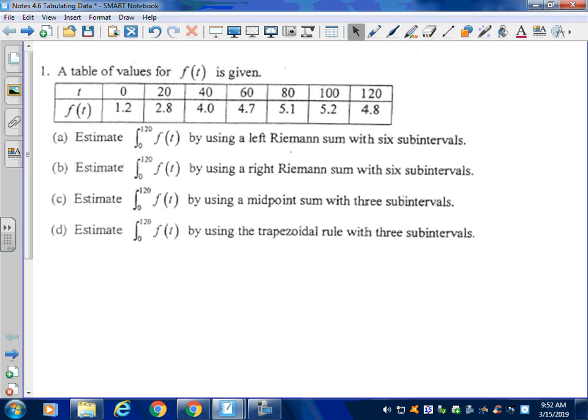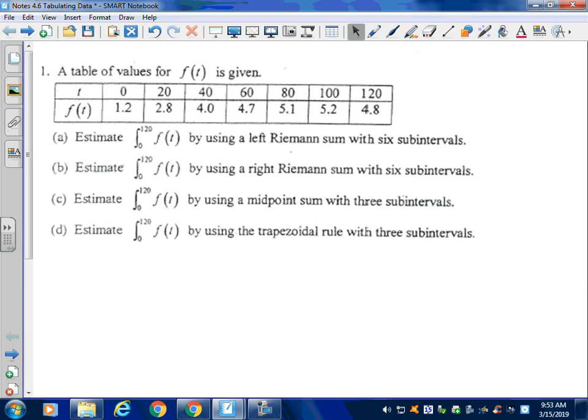All right. So let's talk about a left Riemann sum. First of all, to do this particular problem, looking at the notation here, they want me to integrate from 0 to 120 of f of t, where t is time given up there from 0 to 120 by 20s. Now, how many intervals do you see there?